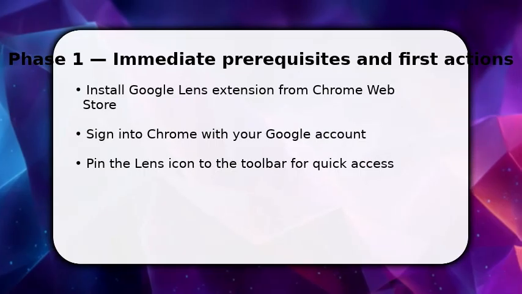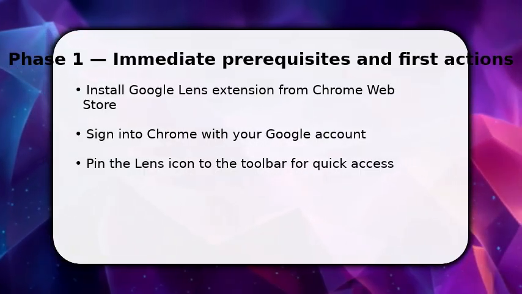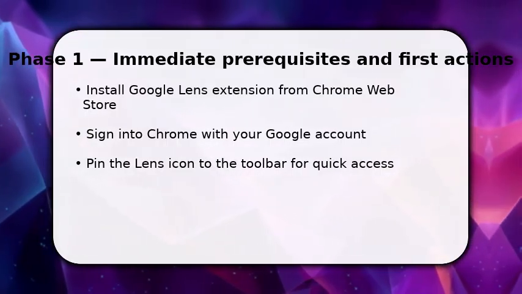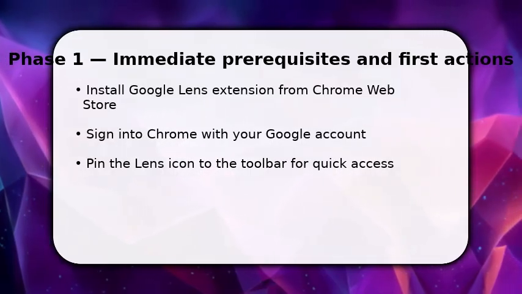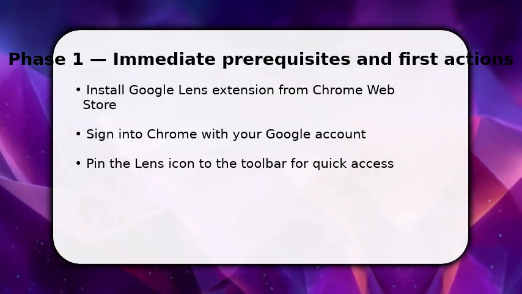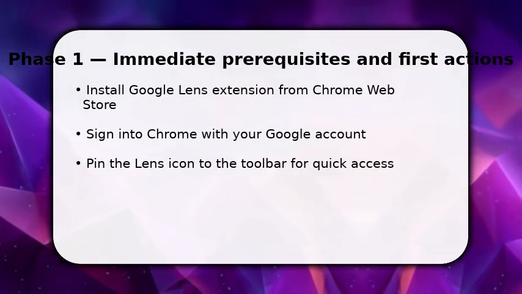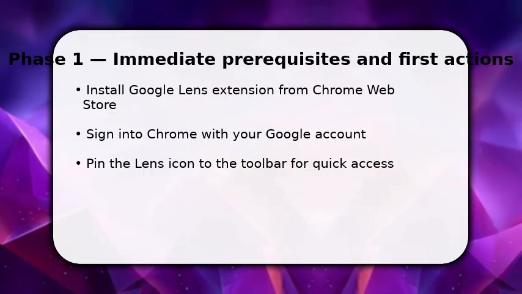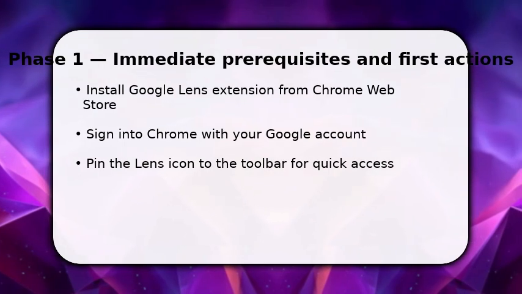You start by preparing your browser so Lens is ready to use. Install the Google Lens extension, sign into Chrome with the account you use for images, and pin the Lens icon to the toolbar. Once done, open a web page with the image you want to analyze and click the pinned icon. Make sure to grant any required permissions, camera or clipboard, so Lens can access content. This gets you past setup and into the first actionable step, selecting an image to analyze immediately.